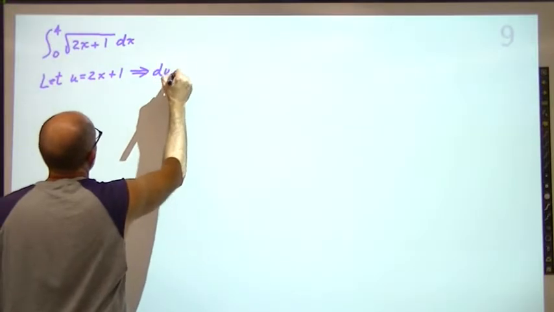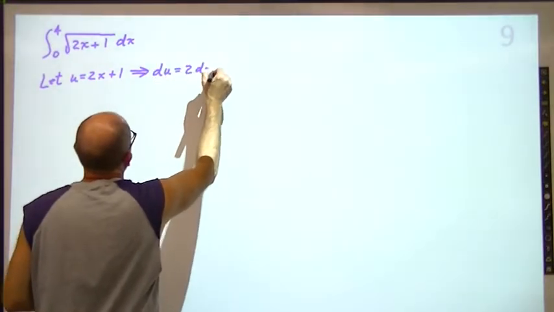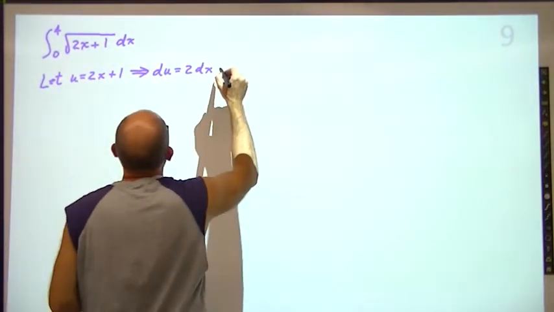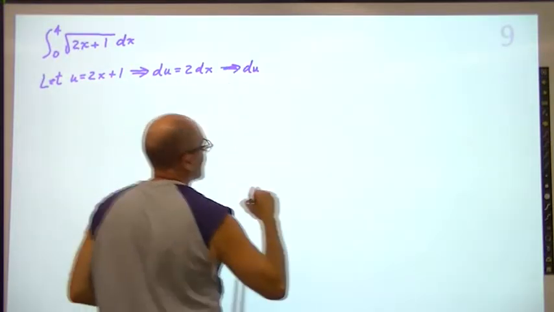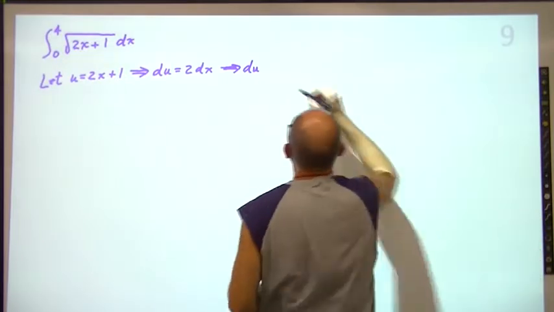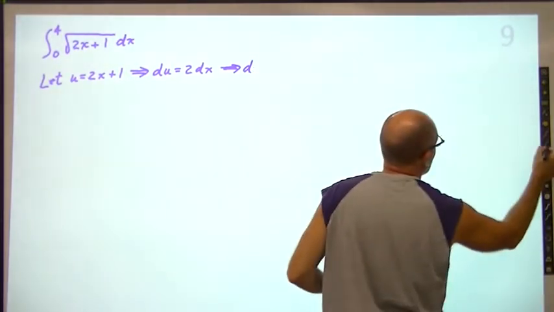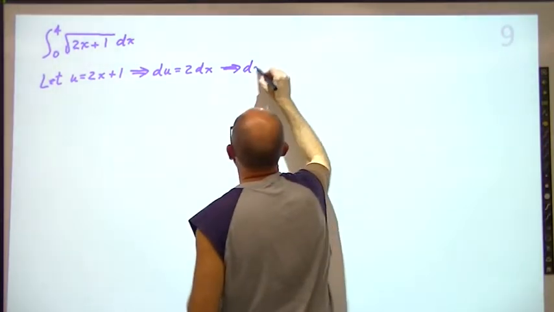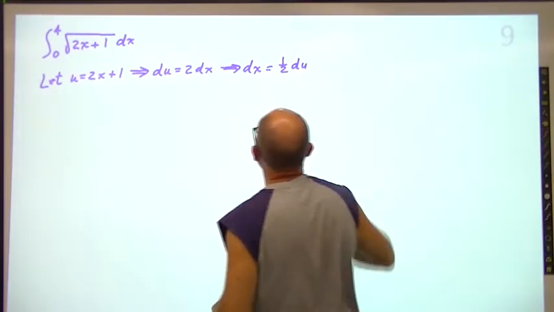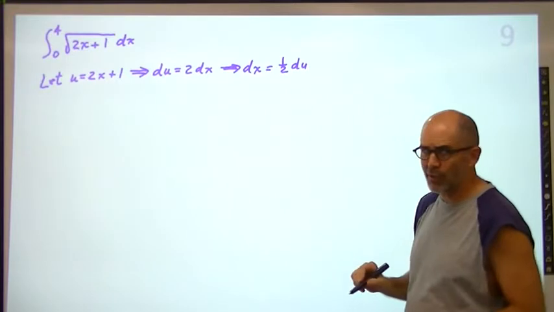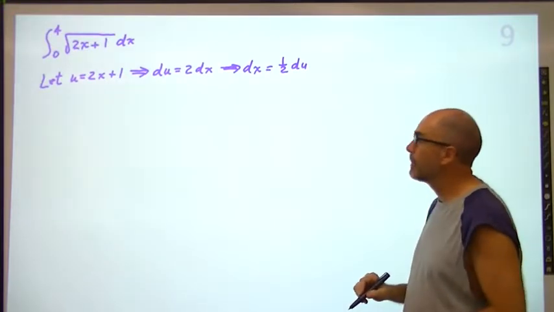And that means du equals 2 dx. And that means dx, which is what we're trying to substitute for, is going to equal 1/2 du. Don't make that mistake and say it's 2 du, or else it could be a pain.